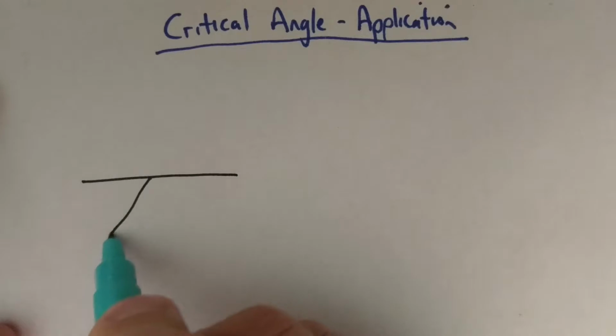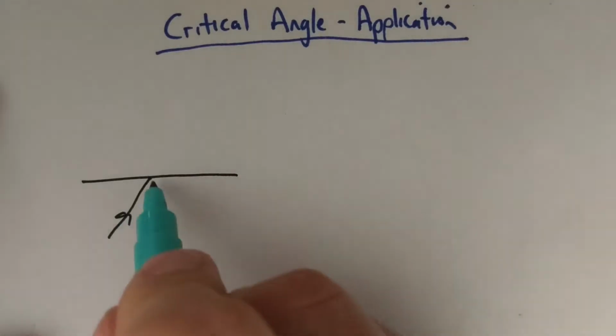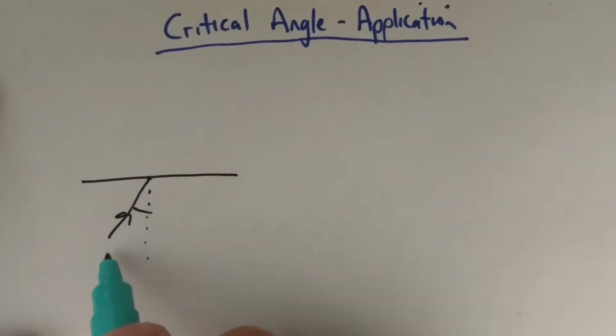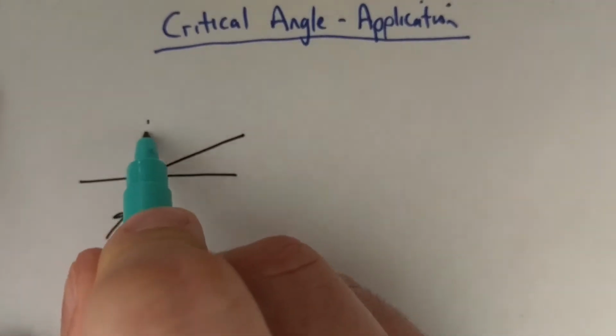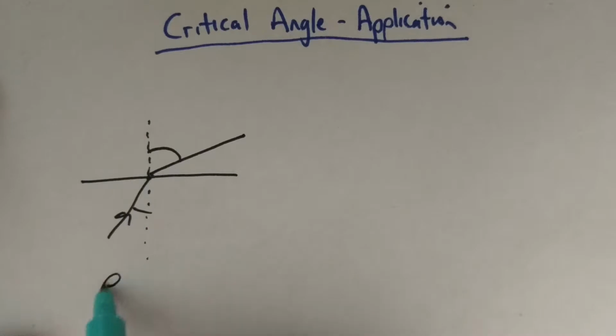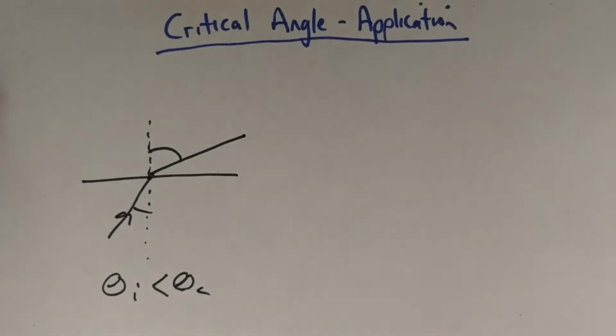So if you have an angle of incidence that is smaller than your critical angle, you will get refraction. So this happens when theta incident is smaller than theta critical.